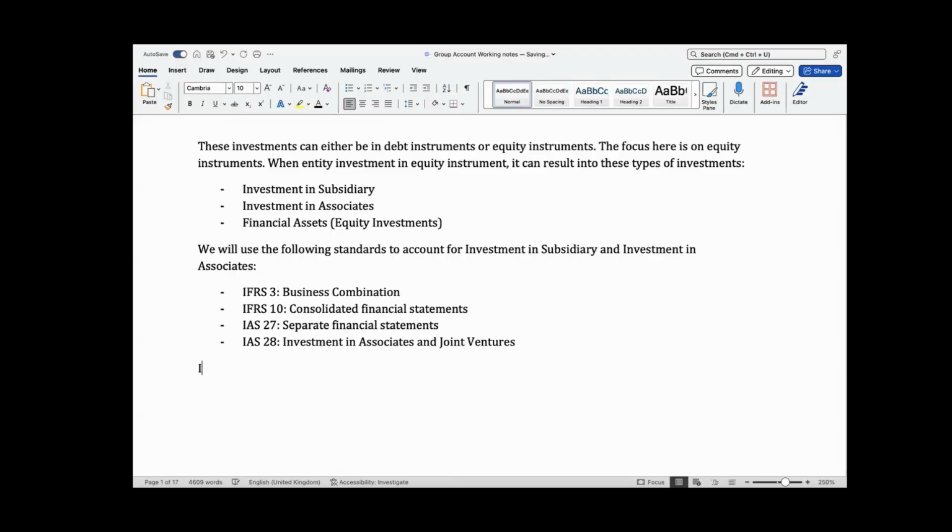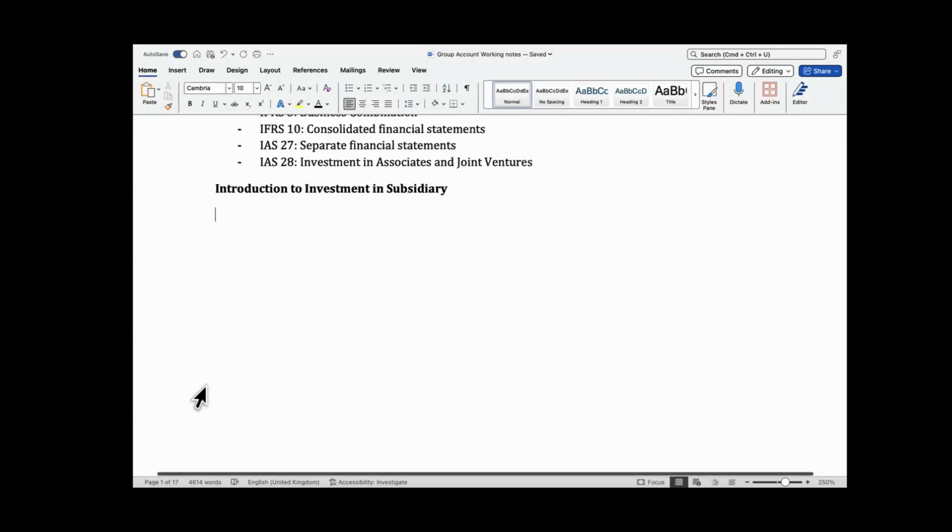So let me just give you an introduction to investment in subsidiary. Since we have established that those are the 2 we want to look at. We said that when you buy equity interests in another entity, and when I say equity instruments, I mean ordinary shares majorly. When you buy shares in another company, we said it can result in either investment in subsidiary or associates. And at what point can it result in an investment that you call an investment in subsidiary?